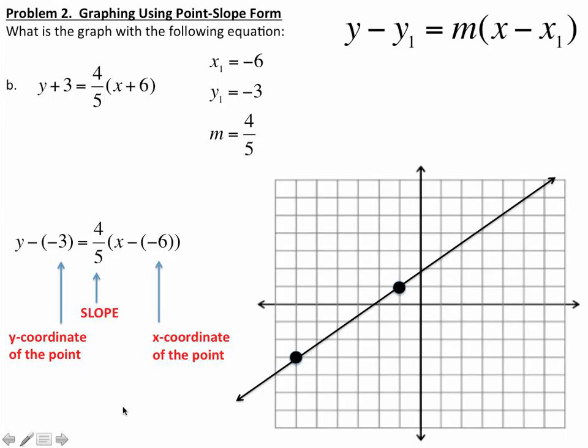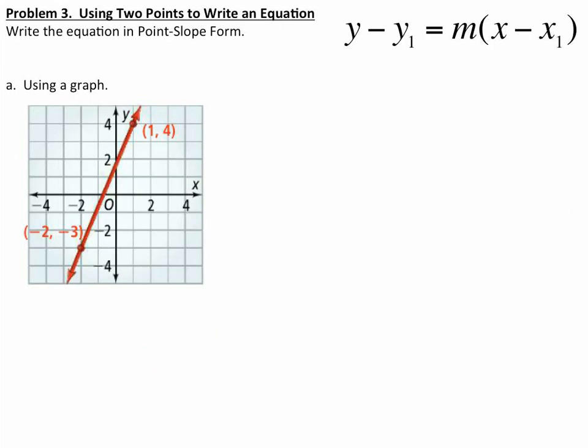All right? Great. Now, problem 3. They want me to use 2 points to write the equation, and they want me to write it in point slope form. Okay? All right. So the first thing I better do is figure out the slope. So slope, remember, vertical change over horizontal change. I've got the slope formula, or I could just count because it's a graph, so it's easy to count.